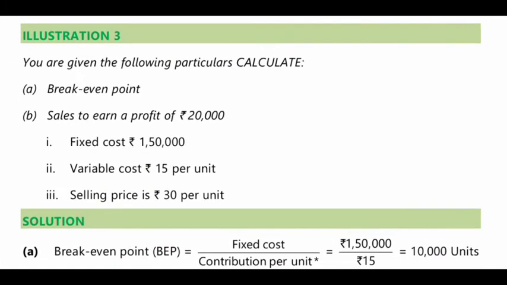Illustration 3: you are given the following particulars to calculate A, break-even point, and B, sales to earn a profit of rupees 20,000. In that, fixed cost will be 1,50,000, variable cost rupees 15 per unit, selling price rupees 30 per unit. Chalo, let's calculate.